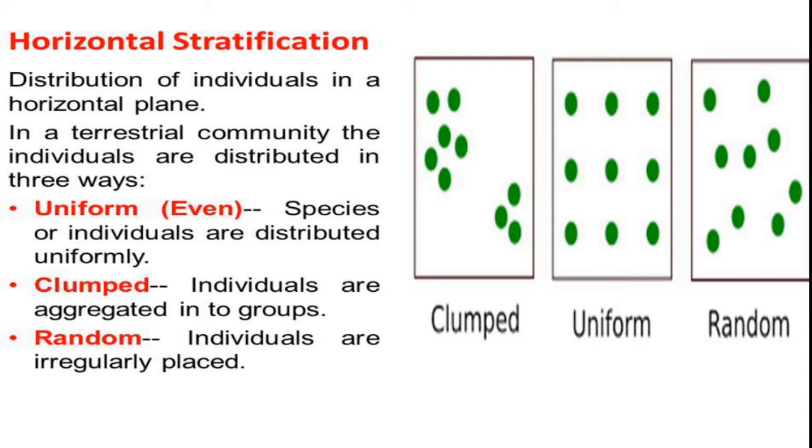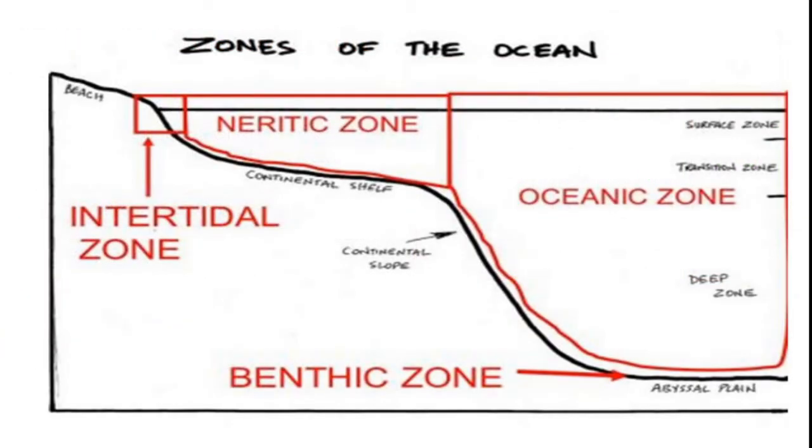In uniform or even distribution, the individuals are distributed uniformly throughout the community. In club distribution, the individuals are aggregated into groups. In random distribution, the individuals are irregularly placed. Here in the diagram, you can see the different horizontal zones in a marine environment.